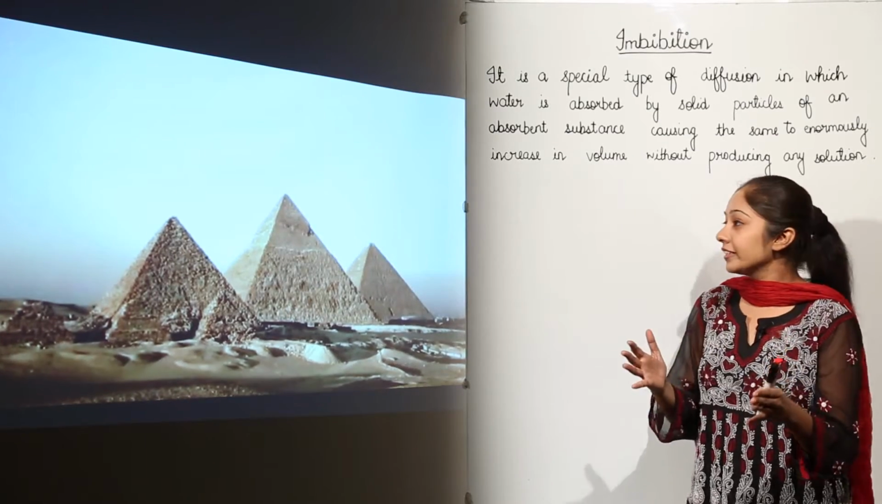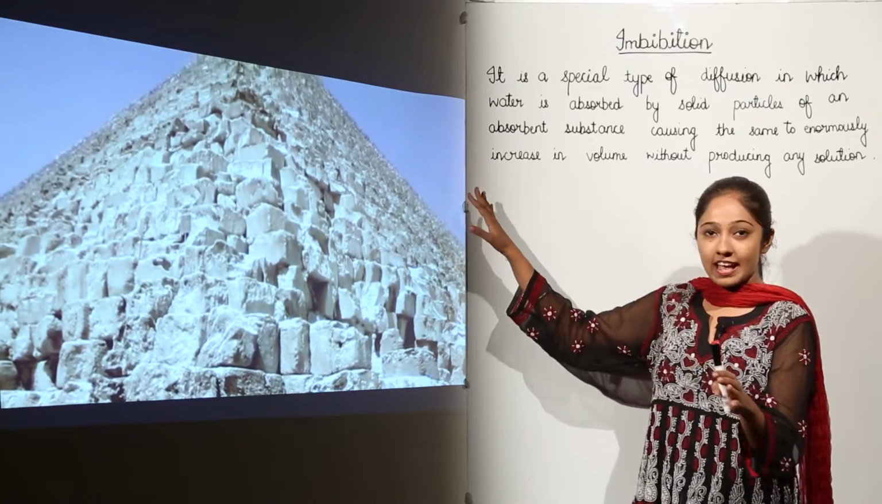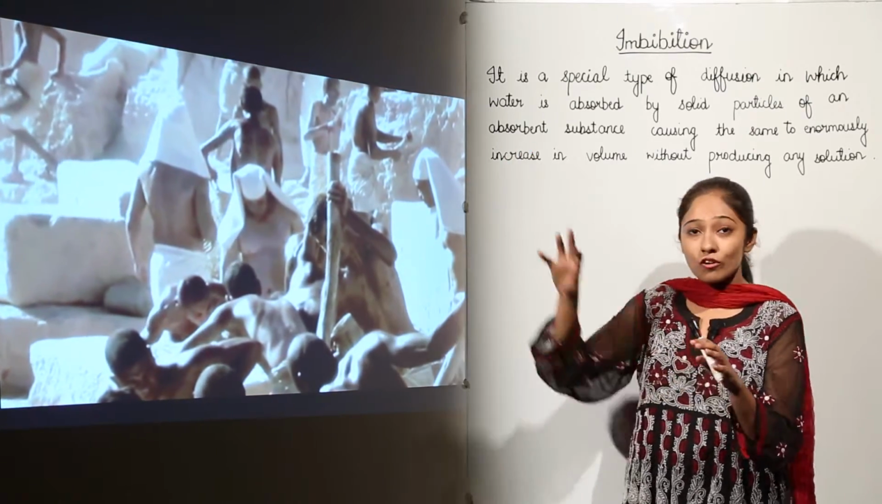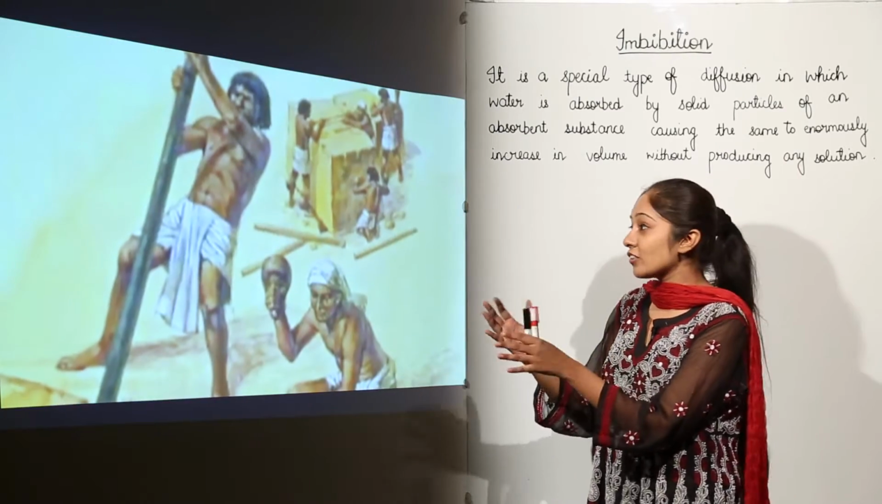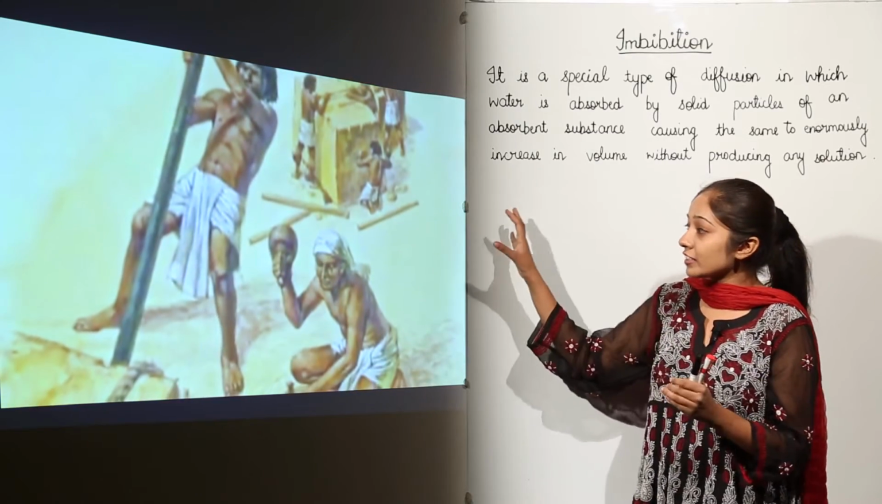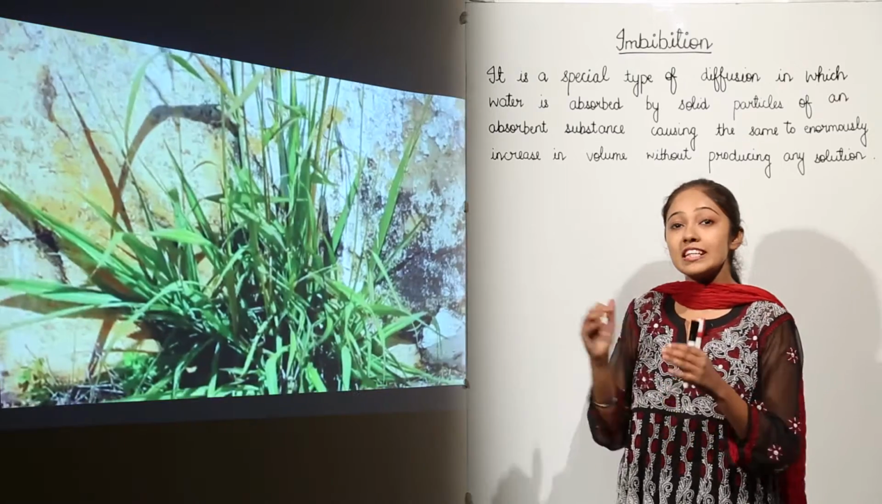Have you ever wondered how Egyptians actually broke rock and made the pyramids? What they did was they had a log of wood and they immersed that log of wood in water, and this wood imbibed water, absorbed water, and it actually broke the rock. So this is how seeds also germinate.